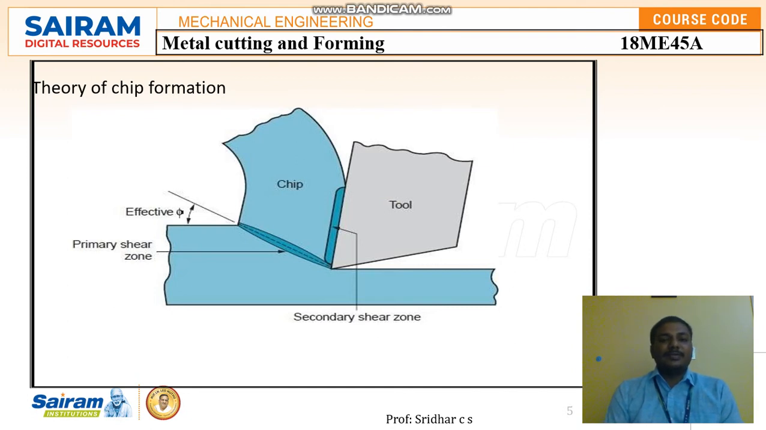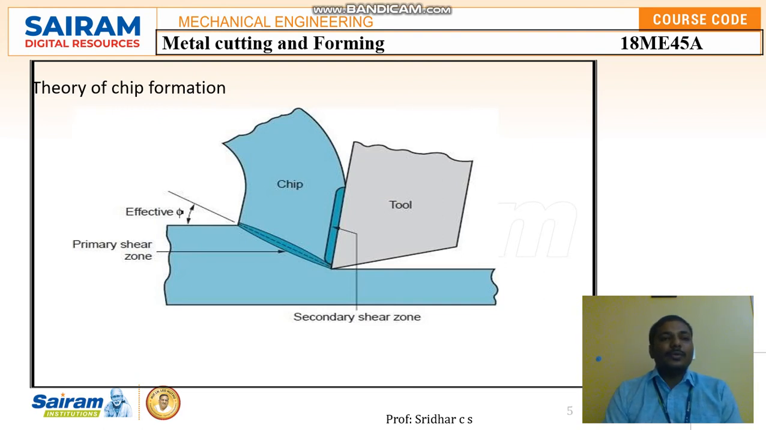Chips are, as we know, very small portions of material that are removed from the workpiece whenever a machining process takes place. The excess material will always be removed in different types of chips, whether it might be continuous chips, breaking chips, or any other type of chips that will be formed.